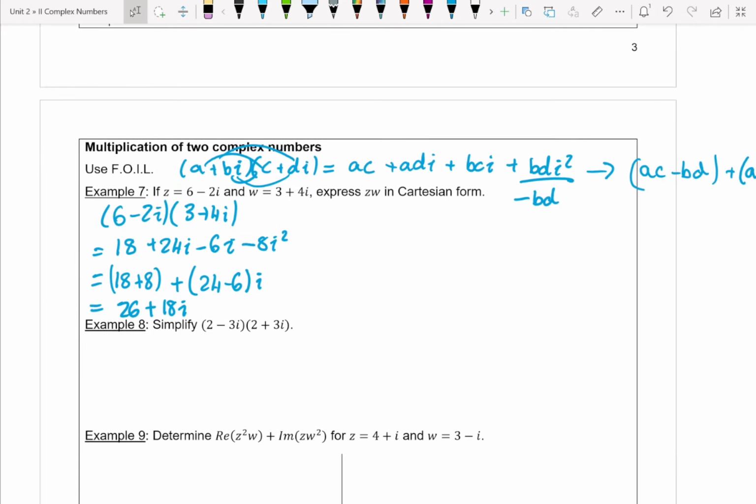Example 8, we're asked to simplify 2 minus 3i times 2 plus 3i. I want you to take a moment to recognize what that is the general form of.